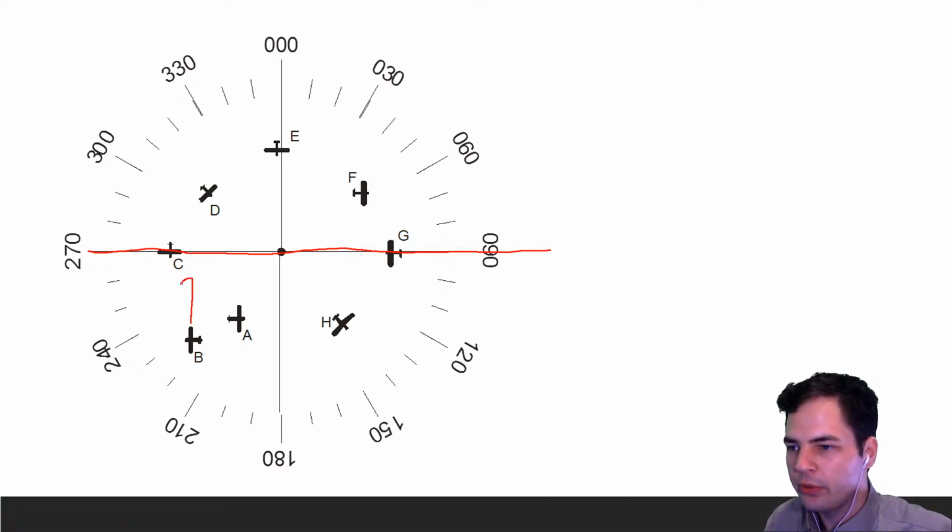This guy, if I flew north, I'd get to the radial. This guy would be a centered needle because he's right on the radial. Same with this guy.